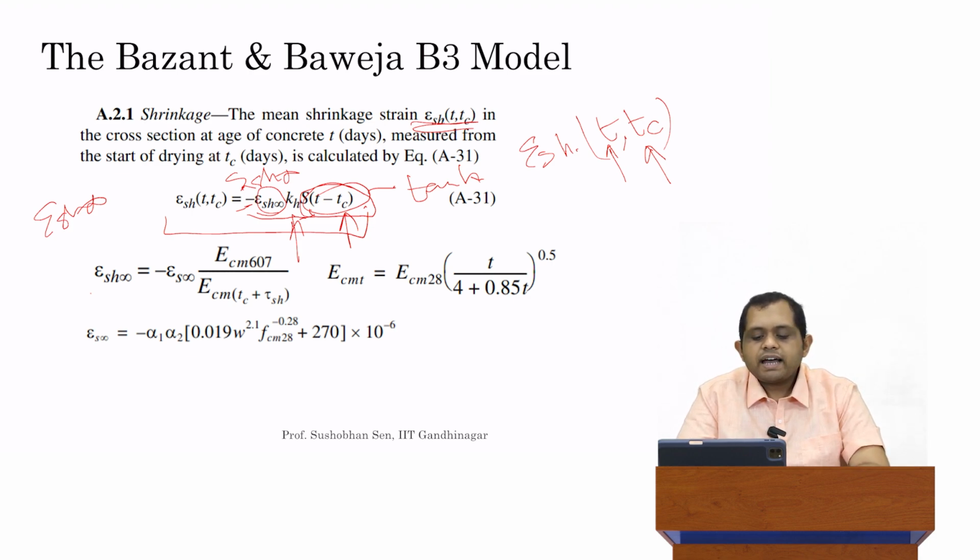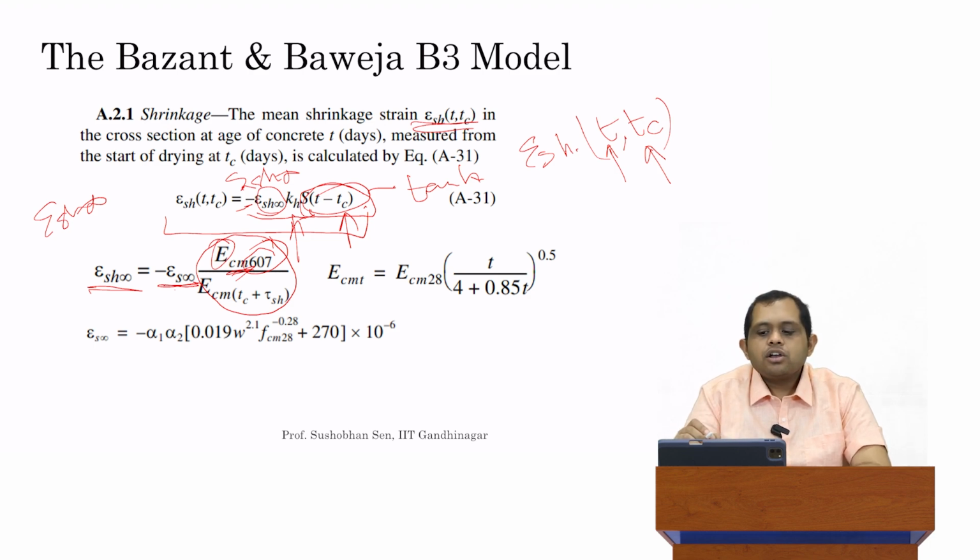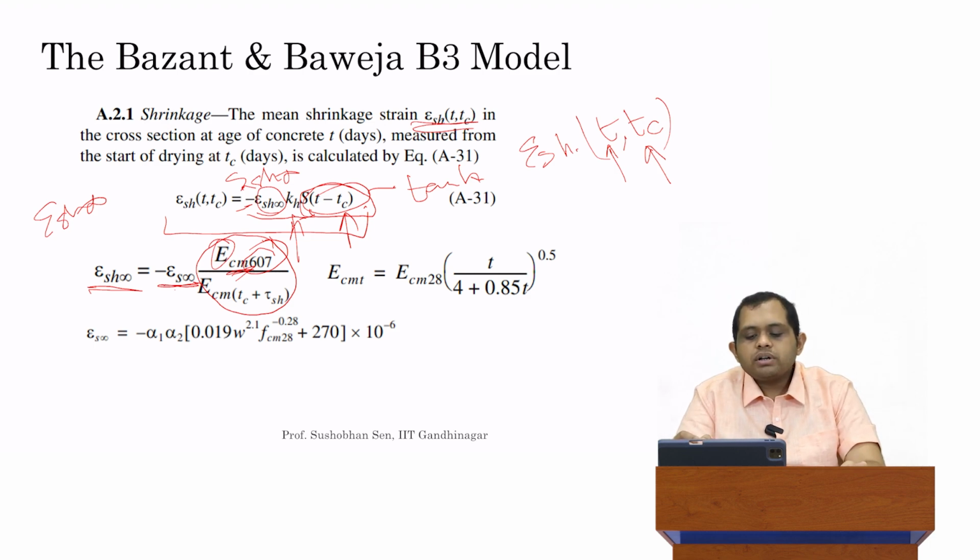So basically what we have is that epsilon SH infinity is equal to some epsilon S infinity, some parameter, and there is a correction factor which takes into account the elastic modulus. E stands for elastic modulus, EC stands for elastic modulus of concrete, M stands for mean. This number 607 actually tells you after how many days. The point is that at the early age, not only is the strength of the concrete changing, but the elastic modulus of the concrete is also changing. So when we talk about the strains which develop, we also have to put in a correction factor for the elastic properties or the elastic modulus of the concrete at that early age or at that point of time.